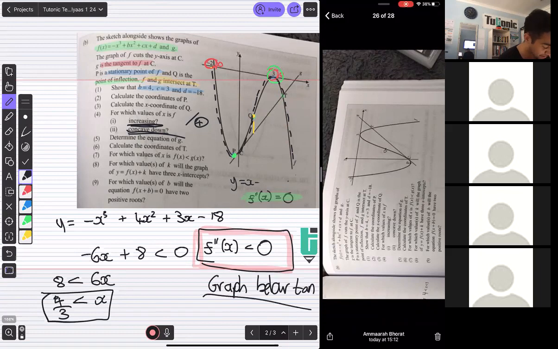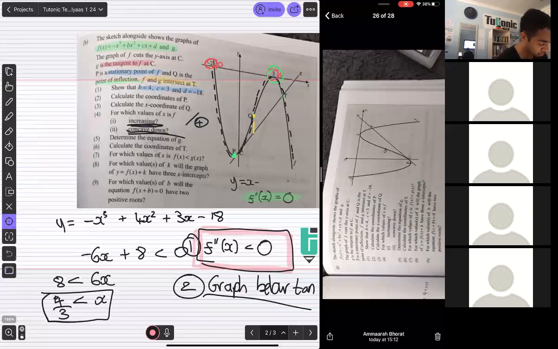Okay, so those are the two mathematical meanings of second derivative: concave down, just like concave up will be second derivative is greater than naught and graph is above tangent. Okay. I wanted to ask for 1. How do you write it?